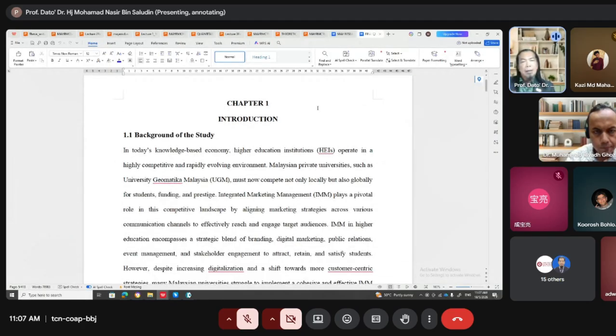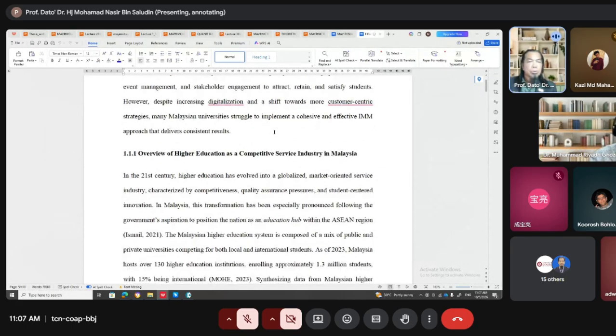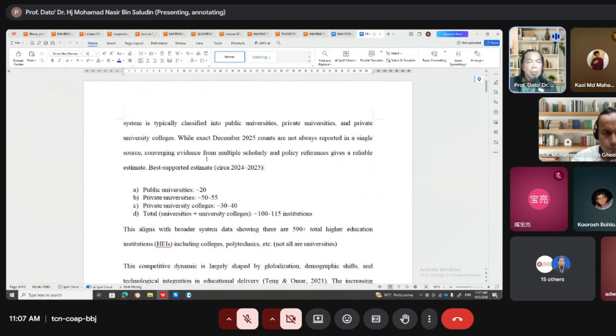This is chapter 1, the background, a beautiful background. I want to show you, not all. Overview: education as a competitive service industry in Malaysia. Then go to the scenario. In 2025, we have 220 public universities and 55 private universities, now already reduced. Private university colleges also reduced now. Many private universities are selling or winding up because of not many students. The total of universities and university colleges is 100 to 115 institutions.